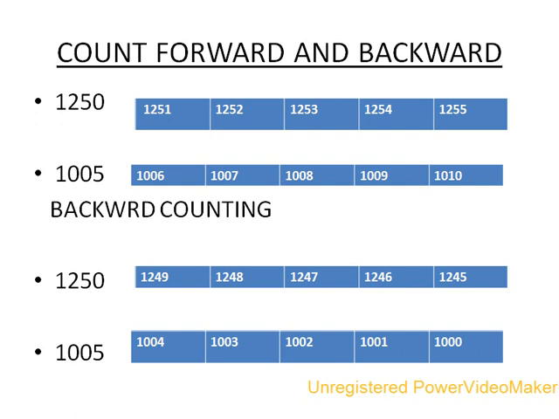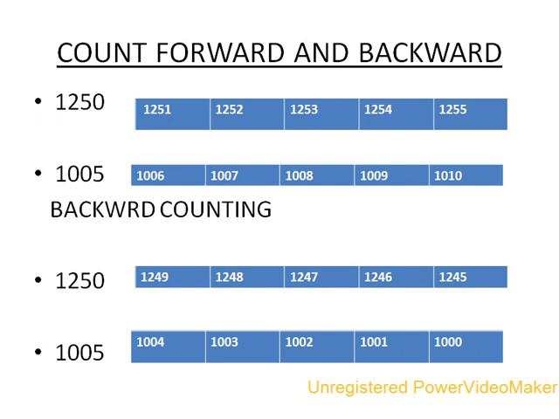Now another example, 1005. So in place of 1 we change, 1006, then 1007, 1008, 1009, then 1010. In backward counting you will subtract 1. Now 1250 minus 1 will be 1249, then again 1248, 1247, 1246 and 1245. We are doing subtraction here with 1. So like this you can do the backward counting in 4-digit numbers also.